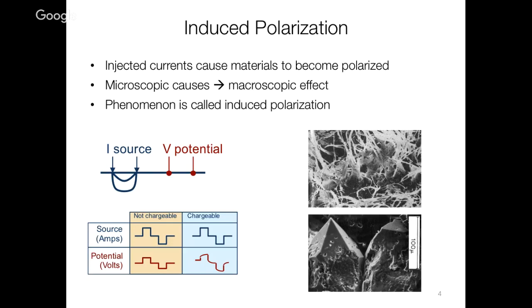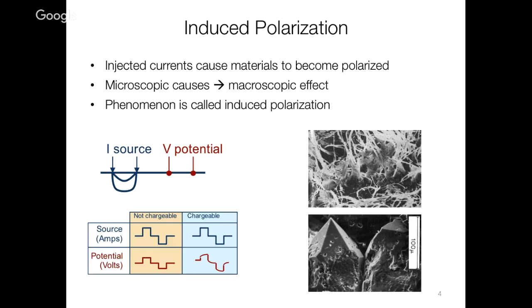So what is IP, or induced polarization? It's a microscopic phenomenon that has a macroscopic effect. Just to show, if a material is not chargeable, and that's what we're thinking about when we're doing the DC resistivity experiment, we put in a current that looks like this, it's got an on time and off time. Then the electric potential that you measure also follows that same kind of square wave pattern.